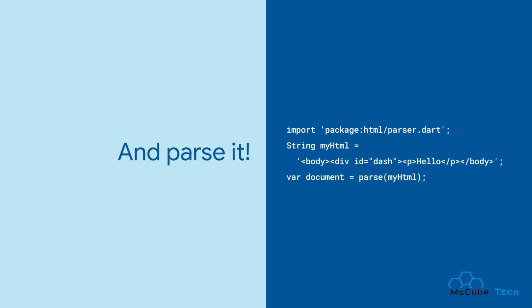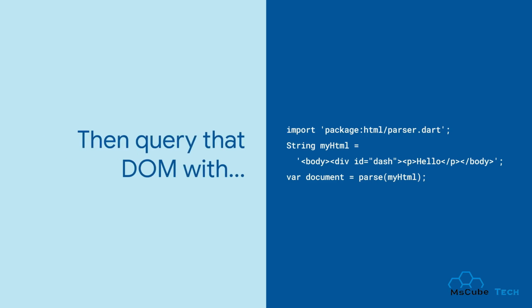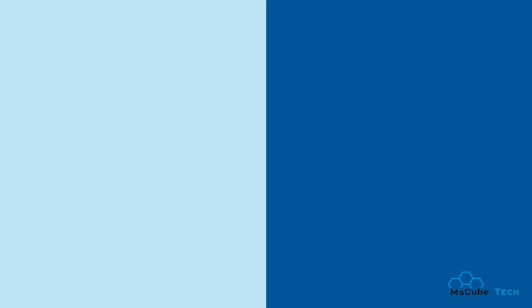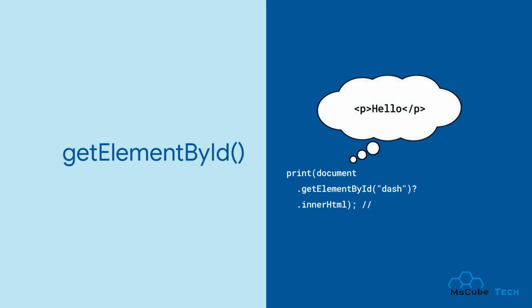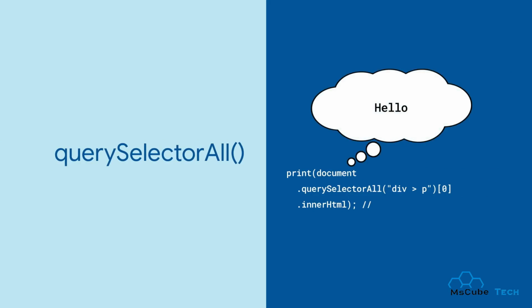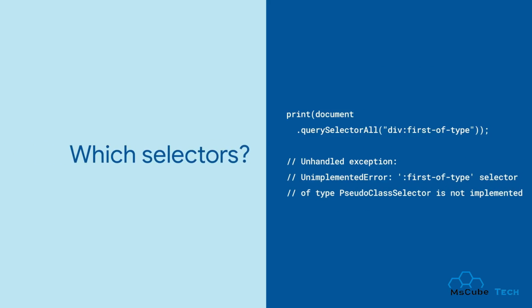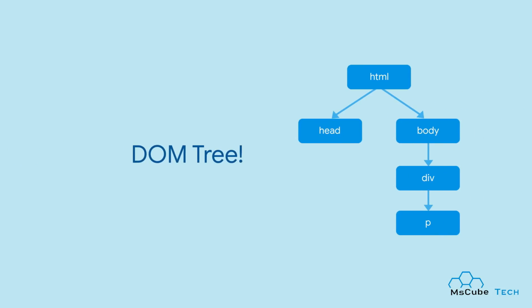This will give you a document back, and guess what? You then get access to many of the familiar accessors you're used to from JavaScript. This includes outer HTML, get element by ID, or query selector all. The most common selectors are implemented for methods like query selector, but not all. For example, pseudo selectors like first of type or last of type are not implemented. But otherwise, you now have access to a full DOM tree.